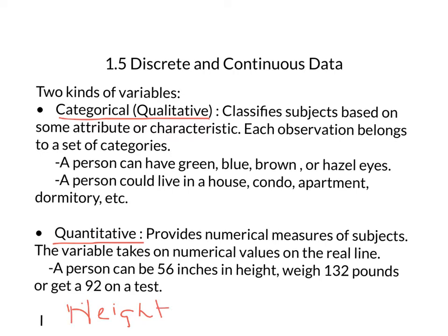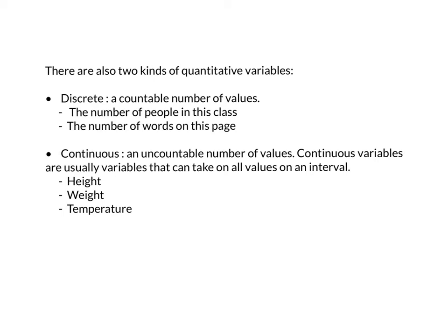A person could weigh 132 pounds. And we have a variable called weight. And finally, a person could get a 92 on a test. And this quantitative variable might be called test grade. There are also two kinds of quantitative variables, discrete and continuous.